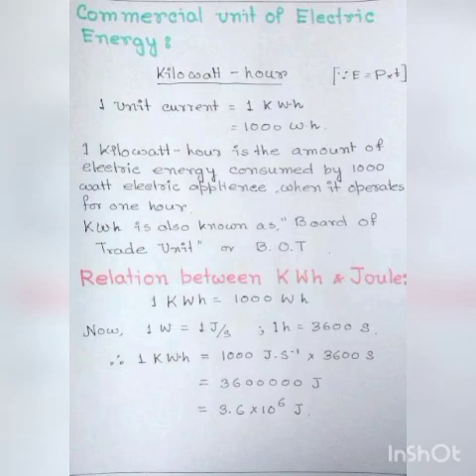Next, we will discuss the relation between kilowatt hour and joule. Now 1 kilowatt hour equals 1000 watt hour, and 1 watt equals 1 joule per second, and 1 hour means 3600 seconds. Therefore 1 kilowatt hour equals 1000 joule per second into 3600 seconds. Therefore 1 kilowatt hour equals 3.6 into 10 to the power 6 joule.